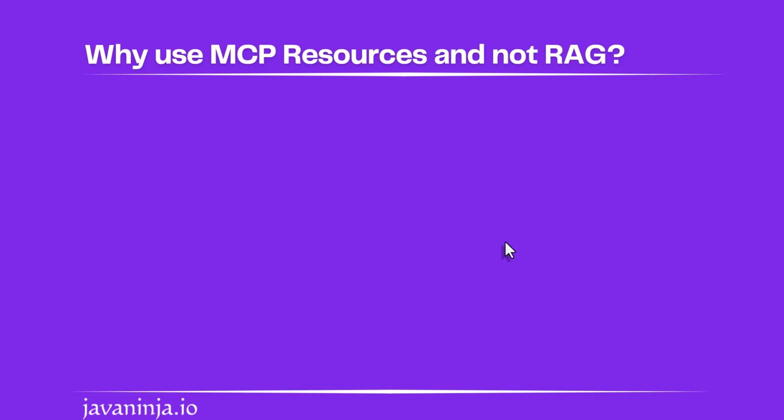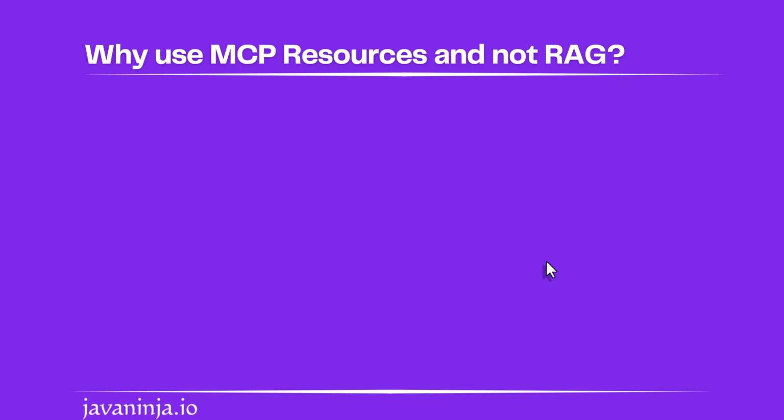RAG, also known as Retrieval Augmented Generation, is a technique where we take documents and split them into chunks, convert those chunks into vector embeddings, store them in a vector database like Pinecone or Weaviate, and when a user asks a question, we embed the question, search the vector database for similar chunks using semantic similarity, and pass those relevant chunks to the LLM as context. The LLM generates an answer based on that context.